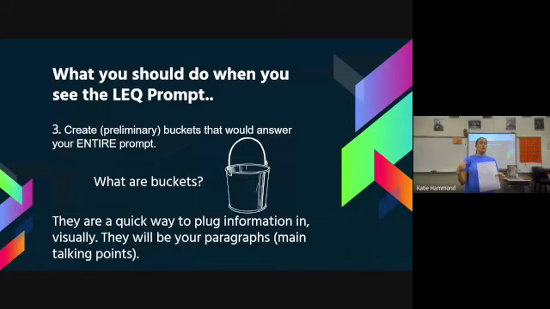I think what works really well for a lot of students is to visually organize it. And I call it your buckets, but just note your buckets are your talking points. Your buckets are your categories of what you're going to talk about. Your buckets become your paragraphs. Okay. So you're going to create preliminary buckets because things might change. You might say, scratch that. Okay. How many main body paragraphs did you have in an LEQ? You should shoot for 3, okay? At the bare minimum, though, 2 is the minimum.